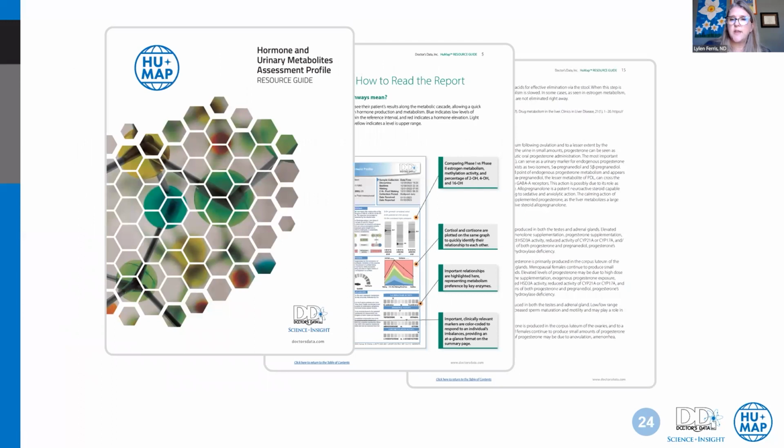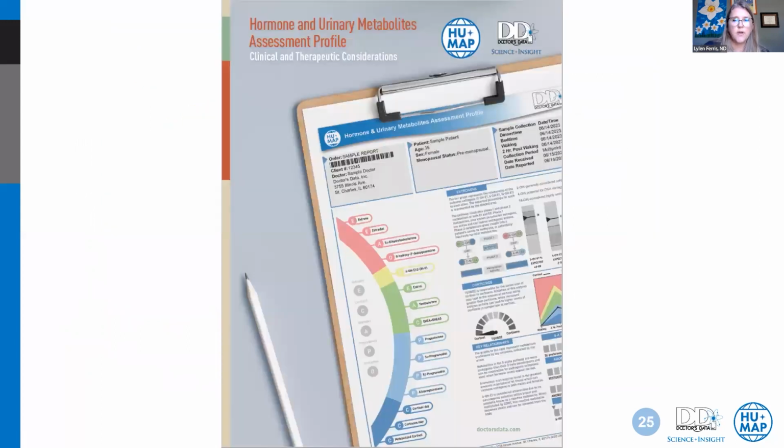The clinical team at Doctors Data has created a resource guide to help support you. This is available on our website, and it contains information on how to read the report, FAQs, all the possible comments are listed in the guide, and also information on factors that can influence hormone metabolism. And a quick note about supplementation support, we've created a resource for you called the HuMap Clinical and Therapeutic Considerations. This can be found on the Doctors Data website. You'll need to go to News and Knowledge, Materials and Resources, Endocrinology Resources, and you'll see it listed there.